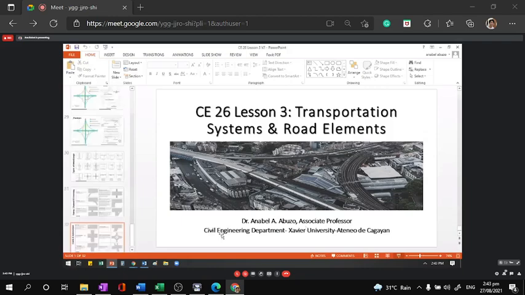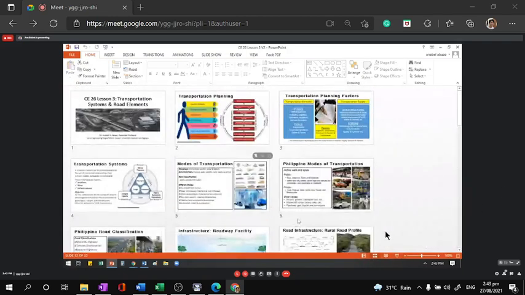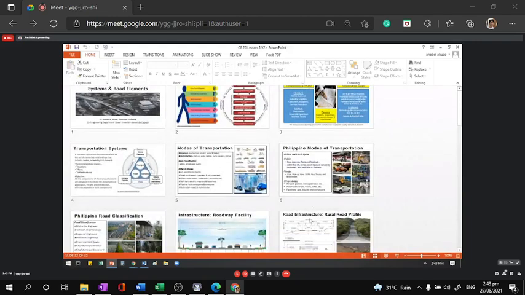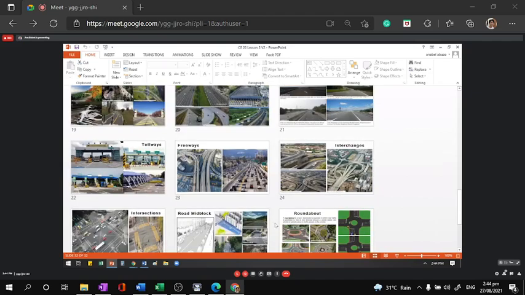Okay. So for any questions. None, ma'am. Okay. Ma'am, I have a question. Yes. Ma'am, I'm confused about the difference between the curb and the gutter, ma'am. Very good.